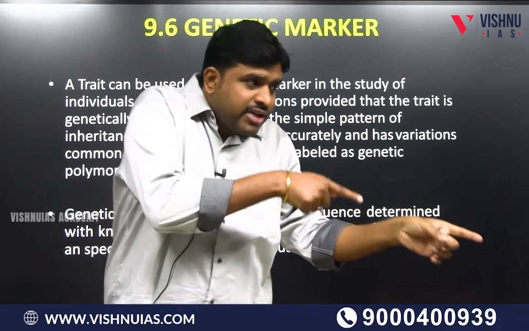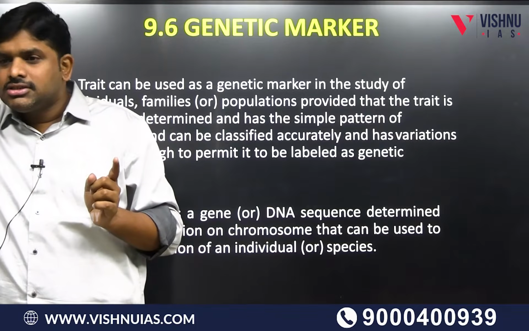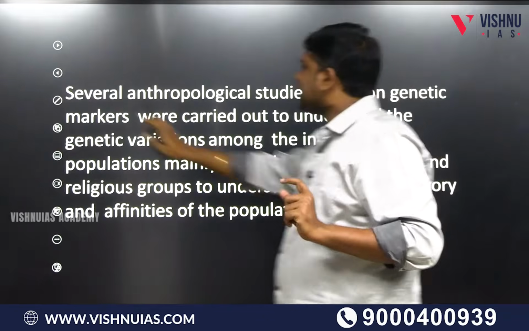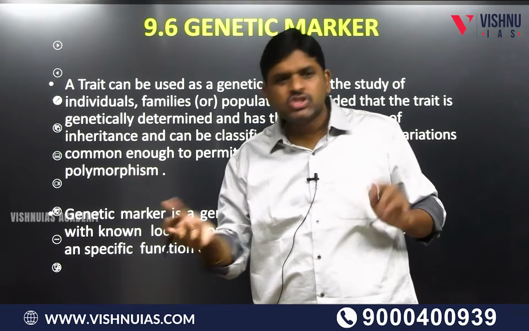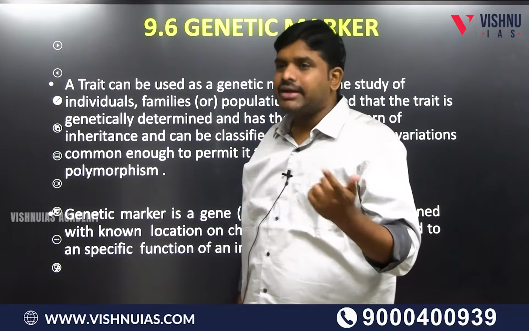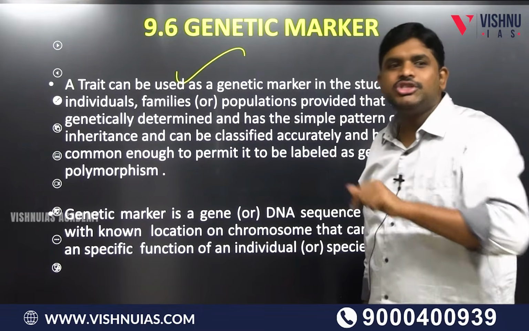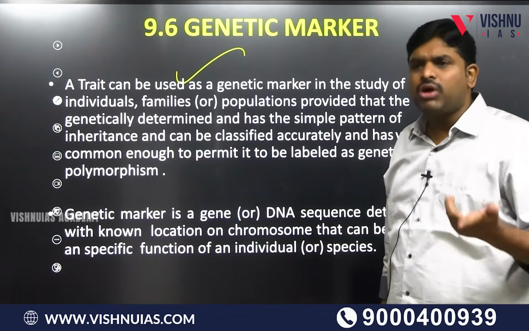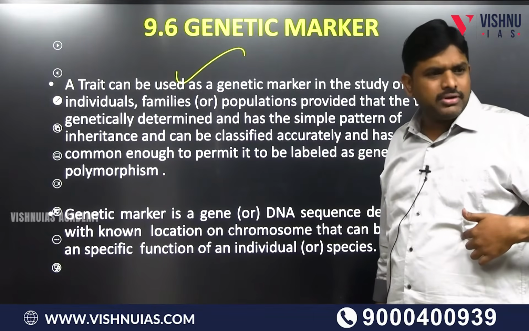In that way, the output here is called a trait, a behavior, an outcome, a characteristic. Skin color is a trait. A trait can be used as a genetic marker. ABO is what? A trait, an output. A blood group is an output.